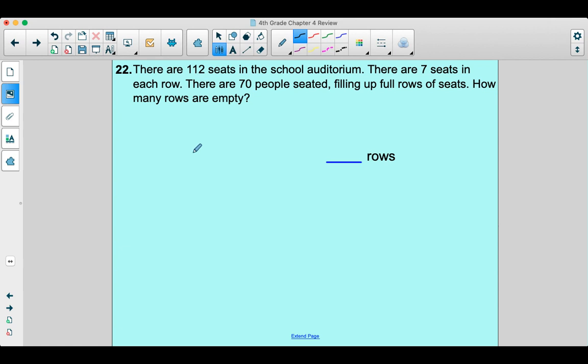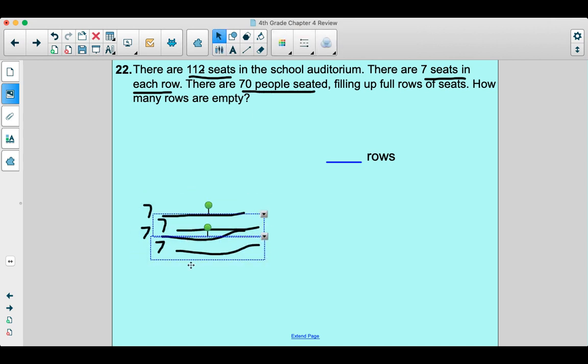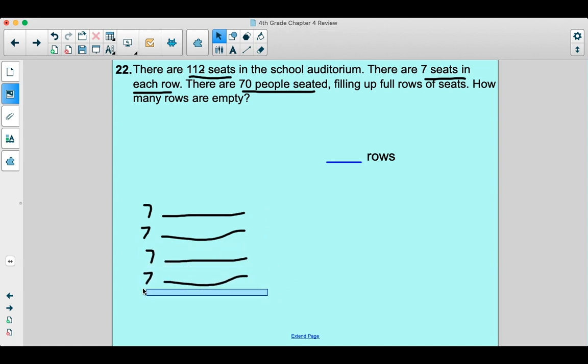Okay, so we need to probably make sure we have the picture in our mind, right? It's very important. 112 seats, 7 seats in each row. Okay, so here's a row, 7 seats. Here's a row, 7 seats. So on, right? Now, there are 70 people already seated. So that means we must have something like, what, 10 rows of people already seated? Because 7 times 10 is 70.